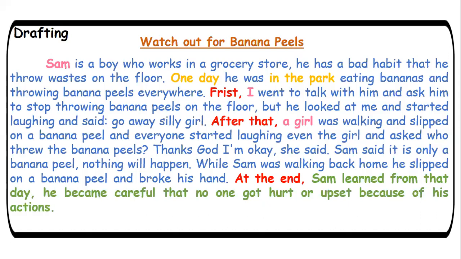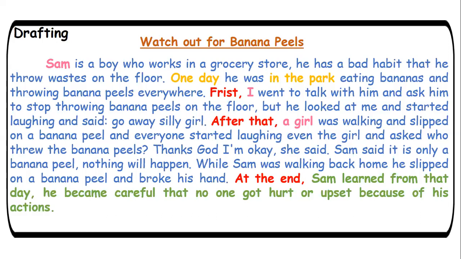Okay, at the end we explain how the story ends and describe what happened to the characters and how the problem got solved. I wrote it here in the green color: Sam learned, or you can say at the end, Sam learned from that day he became careful so that no one got hurt or upset because of his actions. Okay, this is the end of the story, and this is the lesson which Sam learned from that day.